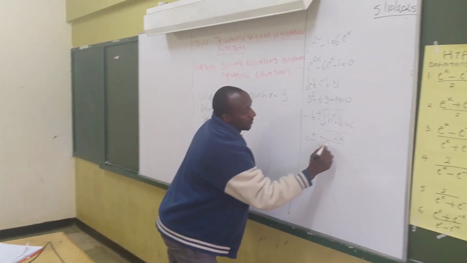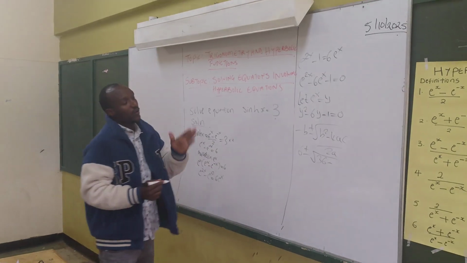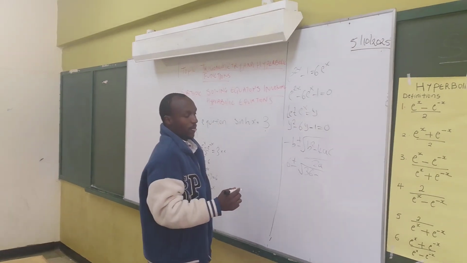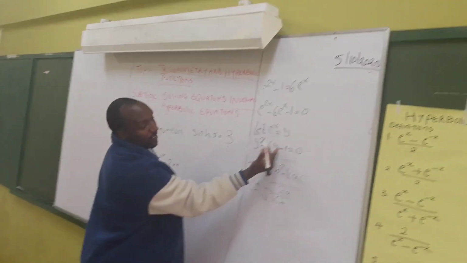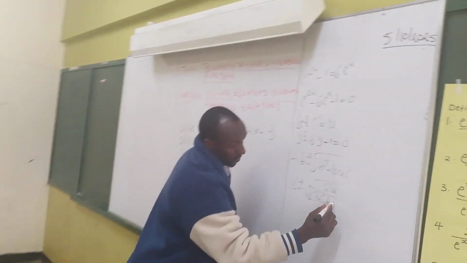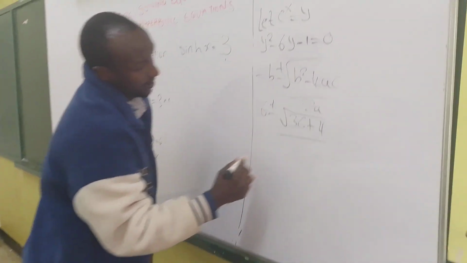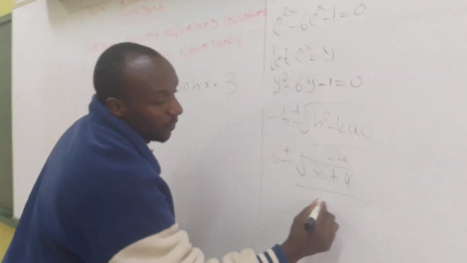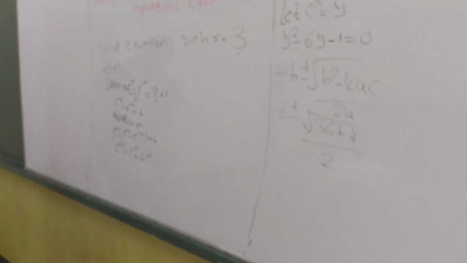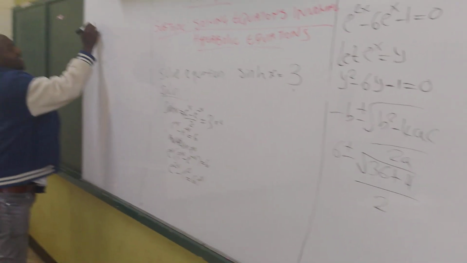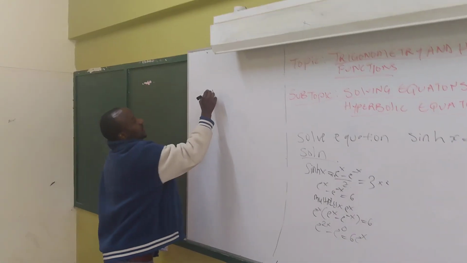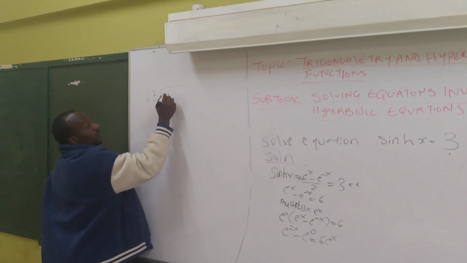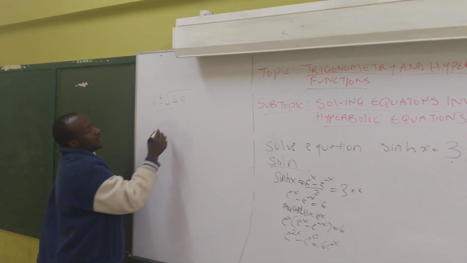So 36 minus 4ac. It will be plus 4, because the negative and the negative will vanish. So plus 4 all over 2a. So 2a, and our a is a silent 1, so it will be 2. So we have got 6 plus or minus the square root of 36 plus 4, which is 40, all over 2.